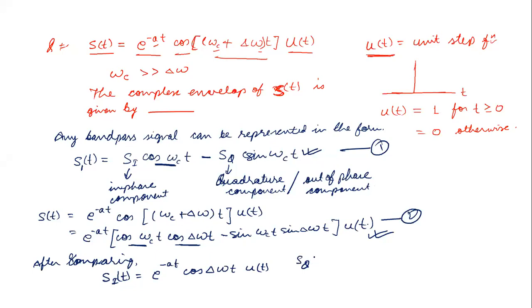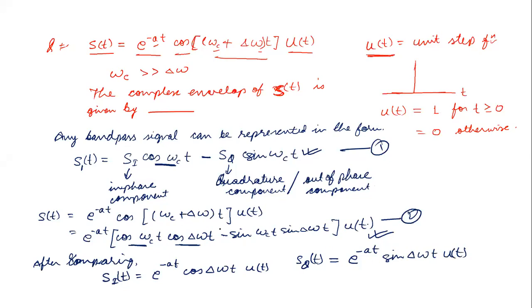And S of qt का वैल्यू क्या होगा, क्वाड्रेचर कंपोनेंट का वैल्यू अगर देखें after comparison, then we will have minus of at sin of Δω t ut. Okay, so these are the parts we have.